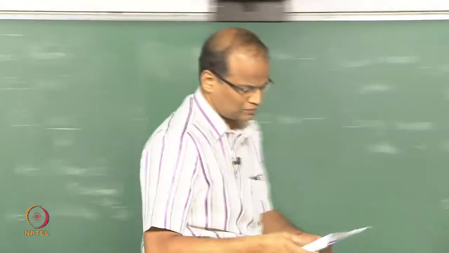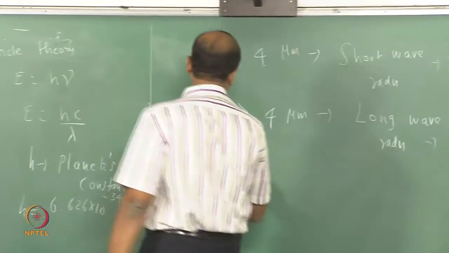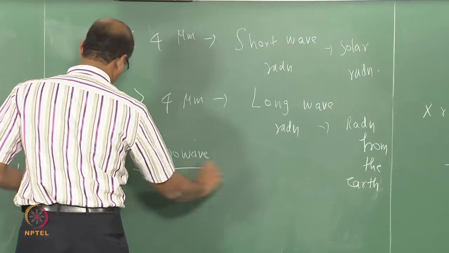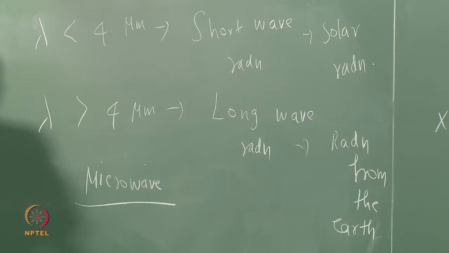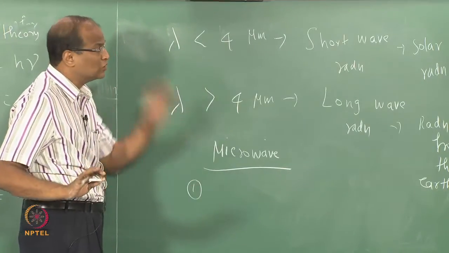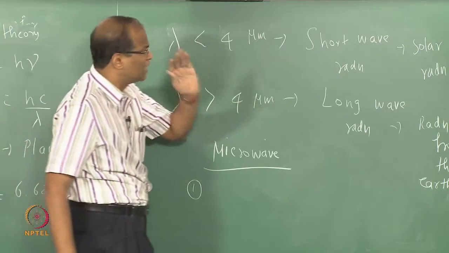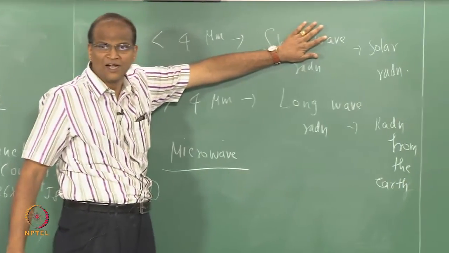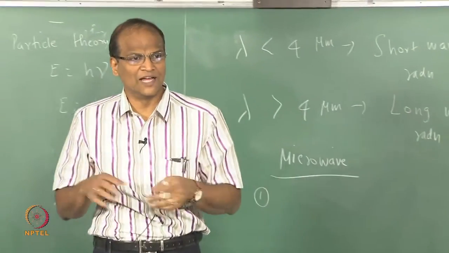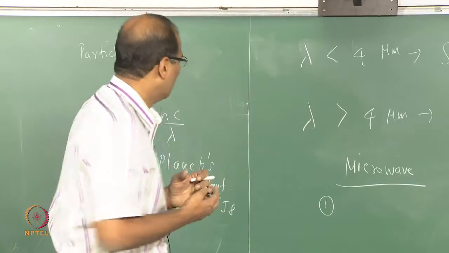So, what about microwave? Microwave has no role in the earth. If you look at the radiation budget of the earth, the temperature of the earth is determined largely by the incoming radiation from the sun and the outgoing radiation from the earth, and how the reflectivity, or what we call albedo, is changed by the various constituents, okay. Microwave, no role.